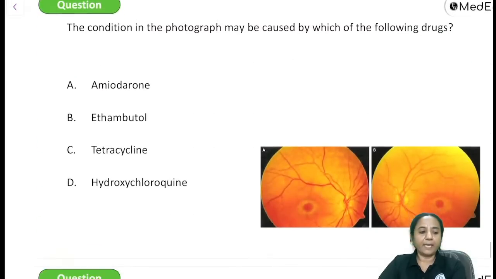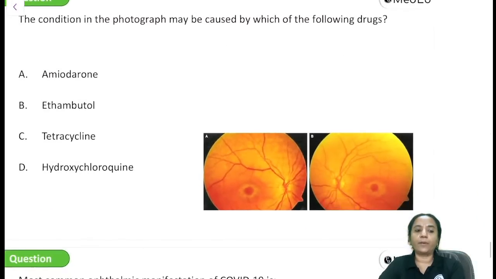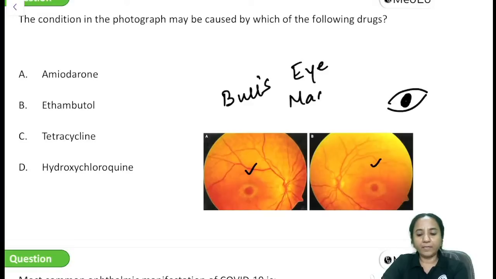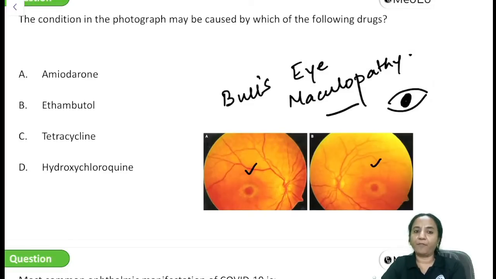Next one. The condition in the photograph is caused by which of the following drugs? What do we see in this photograph? Bilaterally at the macula you see something which looks like this, right? It looks like an eye at the macula. Look here and look here. So it looks like an eye. This is typically what is called bull's eye maculopathy, and bull's eye maculopathy is a side effect of long-standing use of HCQ, that is hydroxychloroquine.